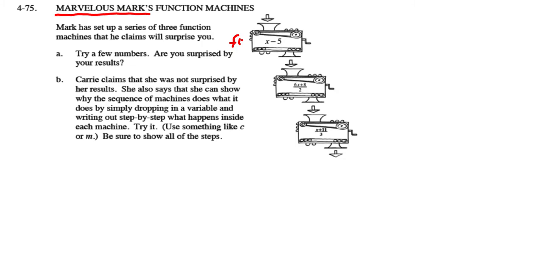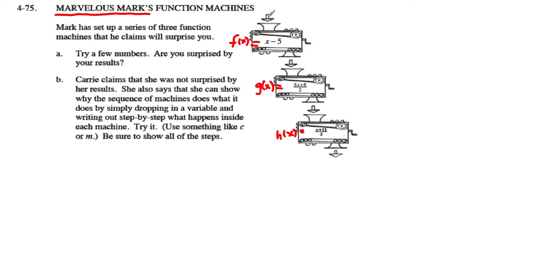Let's name these functions first. Let's call this f of x. F of x equals x minus 5. Let's call this g of x. G of x equals 6x plus 8 over 2. And let's call this h of x. So we have h of x equals x plus 11 over 3.